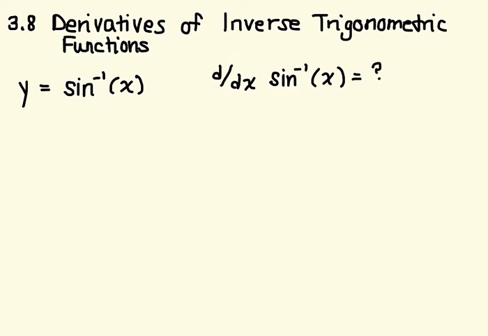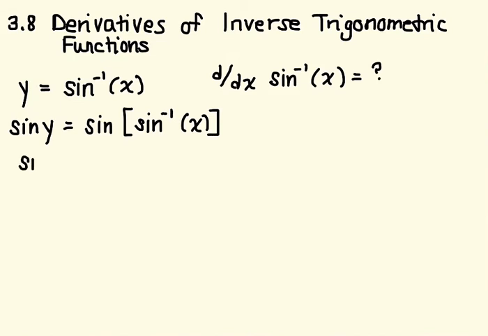Okay, well, the easiest way to do this is to take the sine of both sides, right? If I take the sine of the left-hand side, I'm going to take the sine of y, which is equal to the sine of the arc sine. If I take the sine of an arc sine, what I'm doing is compositing two functions that are inverses of each other, and the result of that is just going to be the input, which is x. So I end up with the sine of y is equal to x.